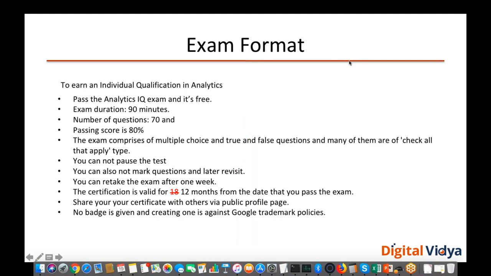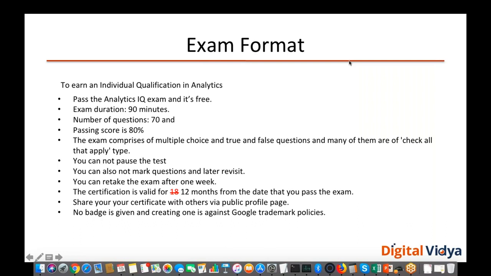To earn an individual qualification in analytics, you simply need to pass the Analytics IQ exam. And it's free, that's the best part. It used to be a $50 test earlier, but it's free now. You can prepare for the exam at your own pace, and when you are ready, go to the exam site. I will be sharing all the links with you, the preparation guide, and the videos from the Analytics Academy. I'll tell you where to register to take this exam.